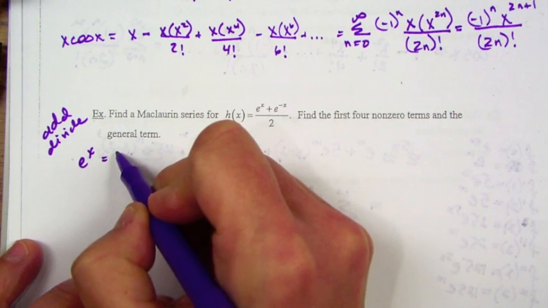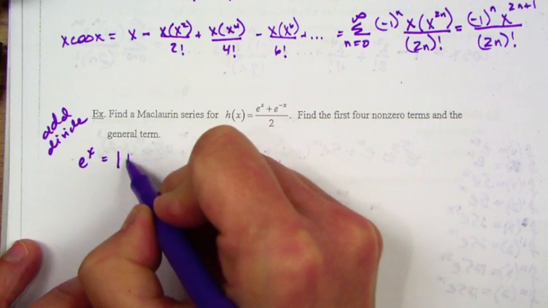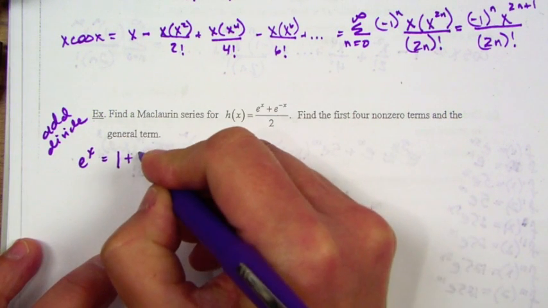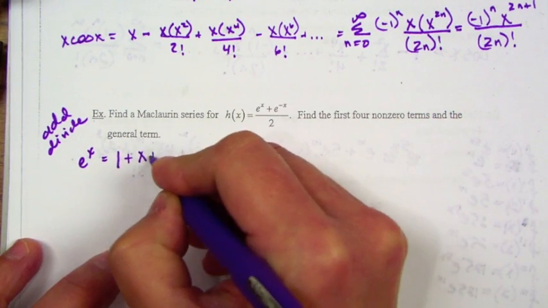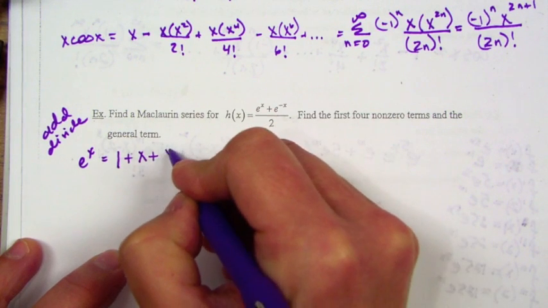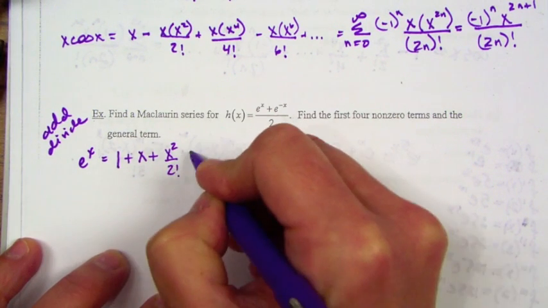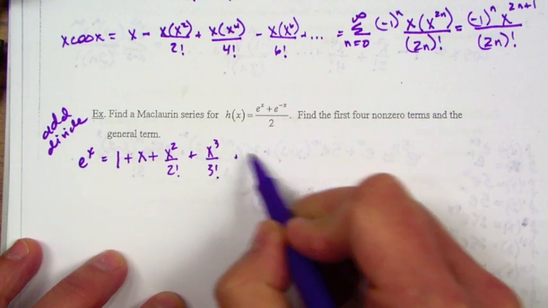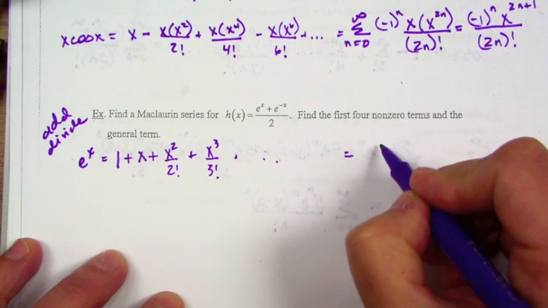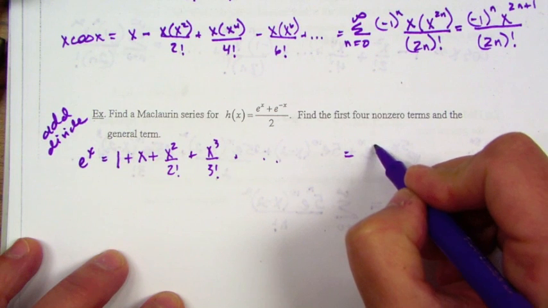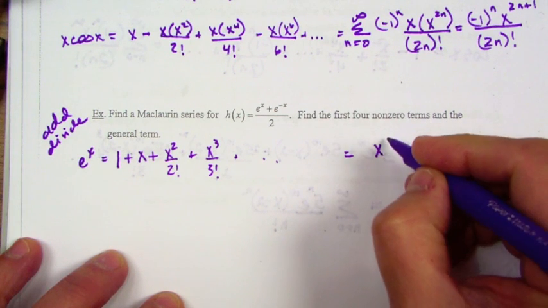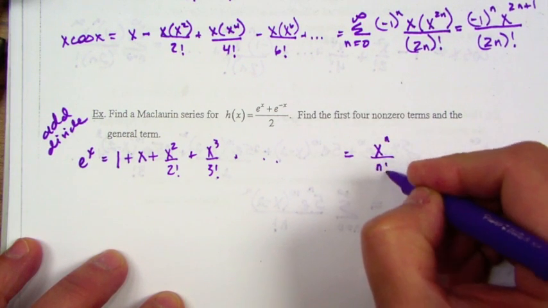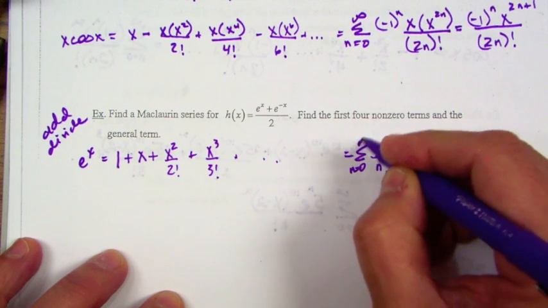So that's 1, right? Plus x plus x squared over 2 factorial plus x cubed over 3 factorial, right? And that's x to the n over n factorial, right? If I was writing the series.